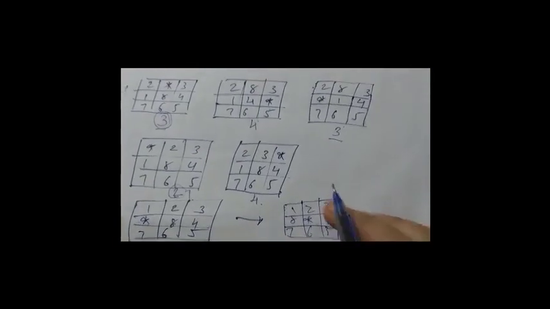So this is nothing but my goal state. Task is complete. So here it can be seen that goal state is achieved in 5th step. Here is the goal state.